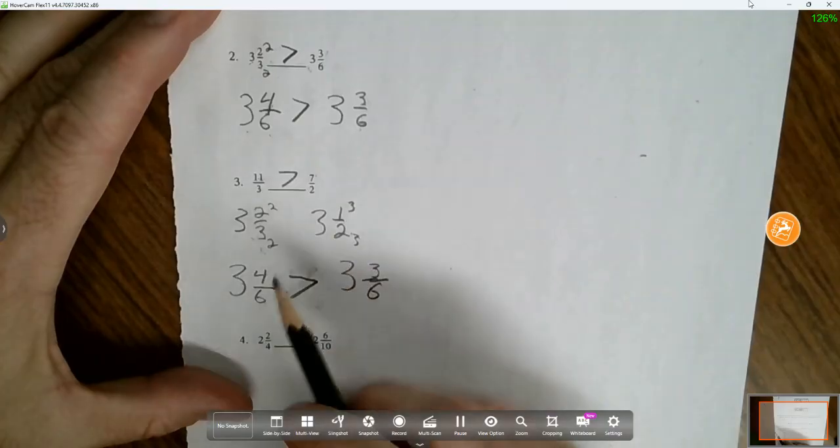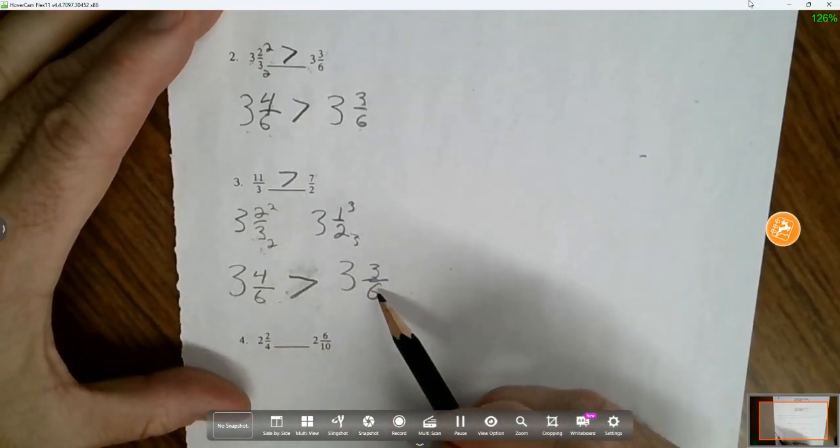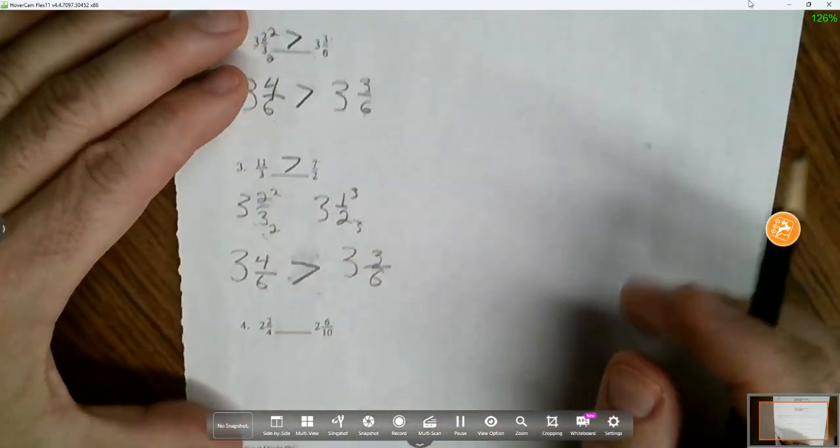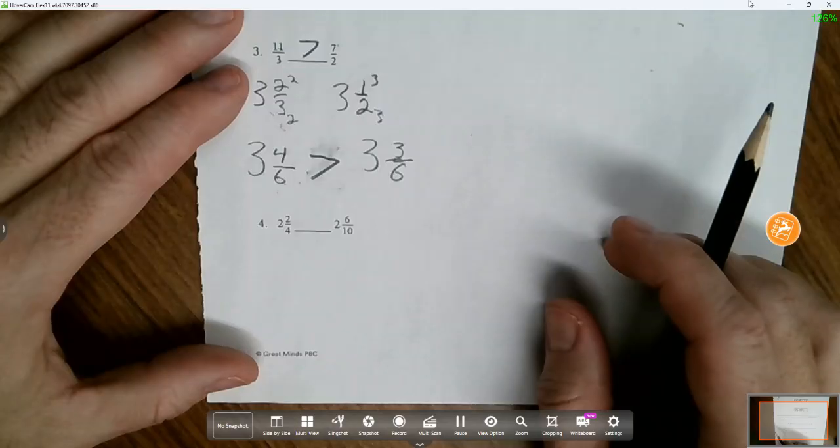There. So 3 and 4, 6 is greater than 3 and 3, 6. Because remember, the bottom numbers, the denominator, is the same. We go by the bigger numerator.